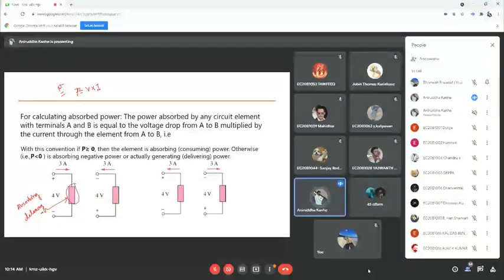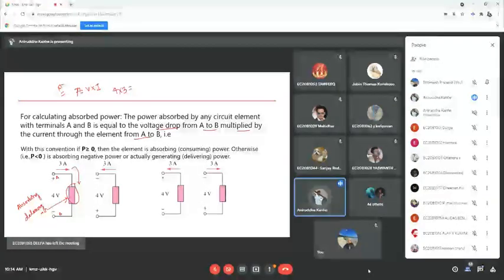Now just read this statement: voltage drop from A to B. So what is the voltage drop from A to B? It is 4, multiplied by the current through the element from A to B. The current through the element from A to B is 3. So 4 into 3 is 12.